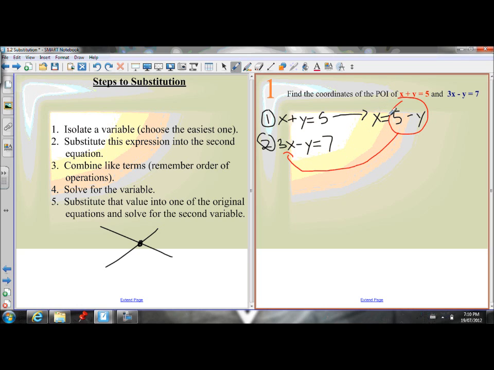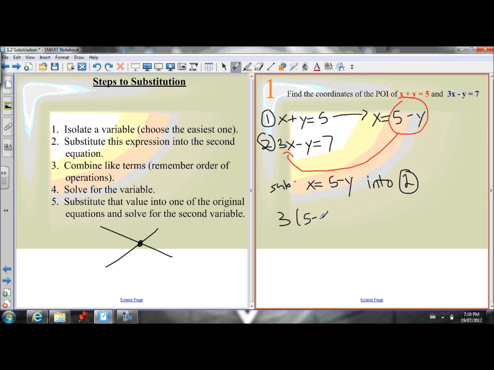I've determined with the first equation that x is equal to 5 minus y. I then sub that 5 minus y in for x into the second equation, and then solve for y. So this is step number 2: substitute this expression into the second equation. So I'll just go ahead and do that. When you substitute, I'm going to write that, sub x equals 5 minus y into equation 2. When you plug in 5 minus y for x, put it in brackets.